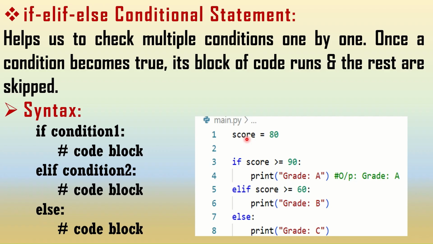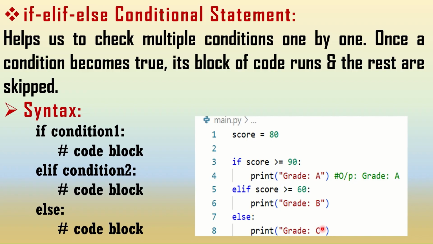Here, if you can see this example, I have declared one variable score, assigning the value 80 to it, and then I am checking if this score is greater than or equal to 90. If this condition becomes true, I want to print the grade as A. Or else, if this condition becomes false, I want to check one more condition. If this score is greater than or equal to 60, then I want to print the grade as B. If none of the conditions becomes true, then inside the else block I want to print the grade as C. So if you want to check multiple main conditions, in those scenarios we can go with this if elif else conditional statement.